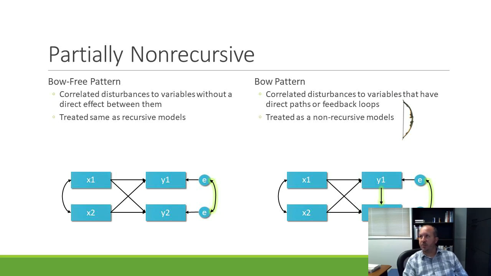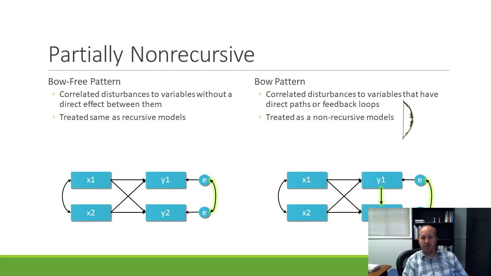So on the left here, you can see the bow-free pattern. This is where we have a correlated disturbance, but there are no direct effects between those manifest variables. So if you look at y1 and y2 here, our two dependent variables in this model, they do not have a direct relationship between them, but their error terms are correlated. So in other words, you have the bow but not the string. If you have the bow but not the string, it's good. And you can actually run these models just fine. And they're treated just the same as a recursive model.